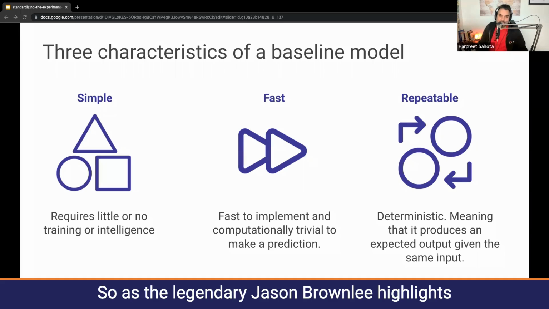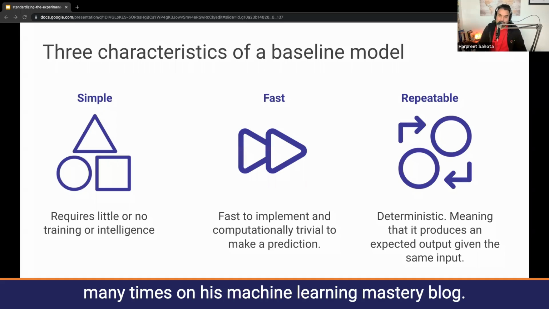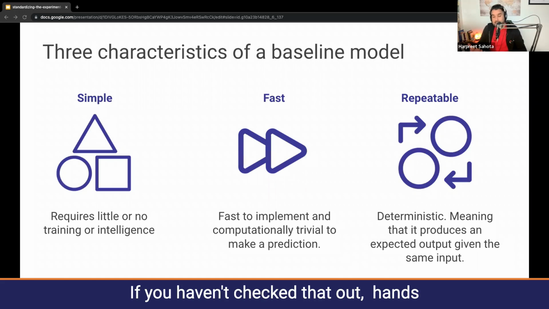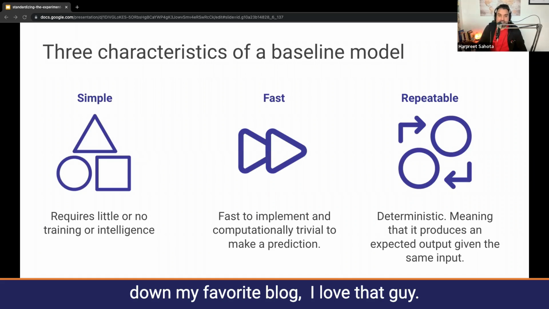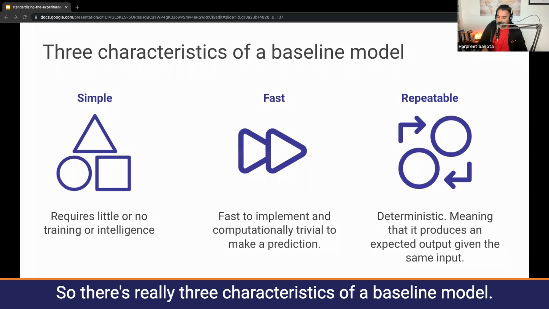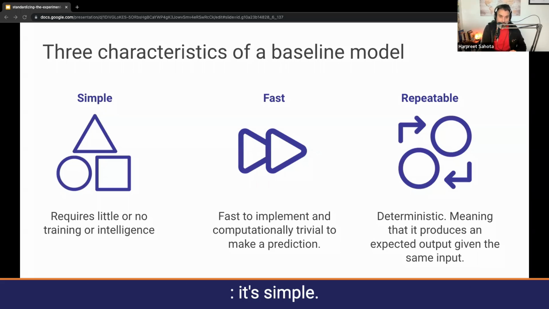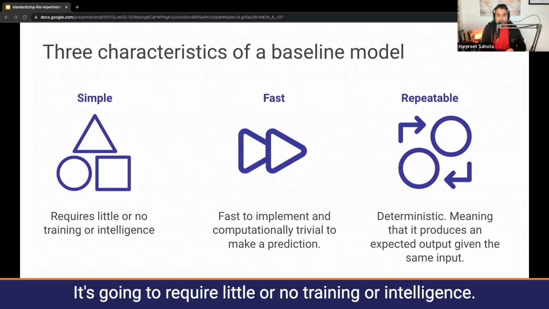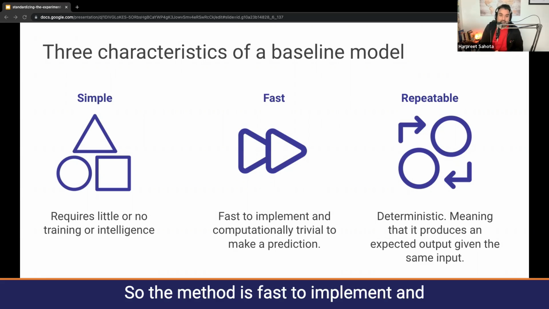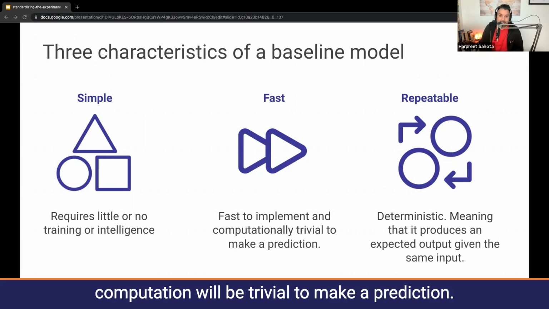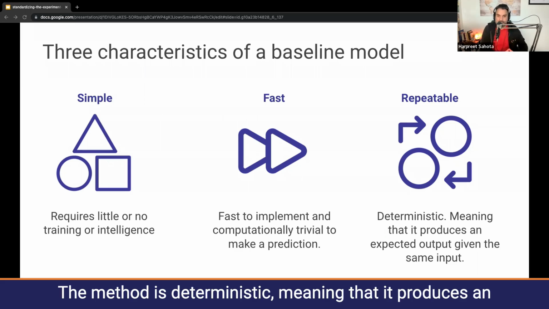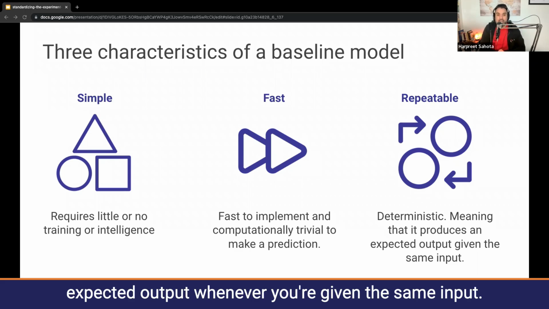As the legendary Jason Brownlee highlights many times on his Machine Learning Mastery blog, if you haven't checked that out, hands down my favorite blog. I love that guy. There are really three characteristics of a baseline model. One, it's simple. It's going to require little or no training or intelligence. Two, it's fast. The method is fast to implement and computationally trivial to make a prediction. And three, it's repeatable. The method is deterministic, meaning that it produces an expected output whenever you're given the same input.